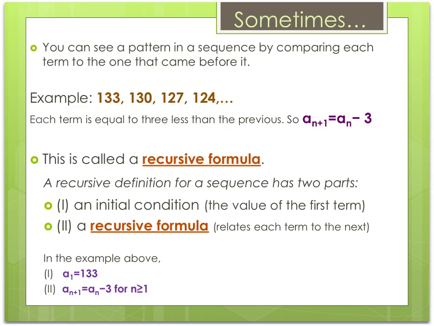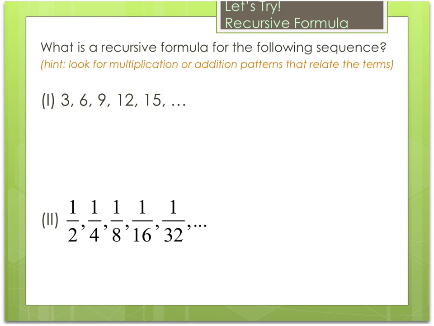So there's two things I need for a recursive formula. I need an initial condition, so I need the value of the very first term in the sequence, and then I need the recursive formula which relates those terms together. So for example, for this sequence here, I have a sub n plus 1 equals a sub n minus 3, and a sub 1 is 133. I have to have this initial condition or else I cannot build my sequence. This recursive formula means nothing if I don't at least know what a sub 1 is. So now let's try to figure out a recursive formula for these examples.